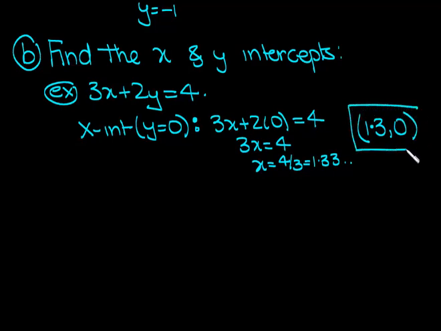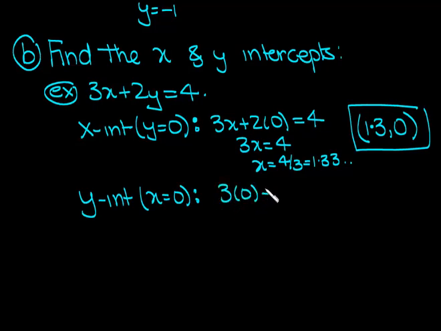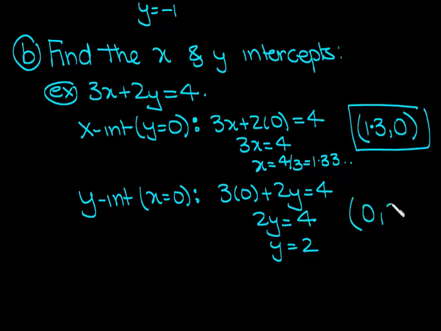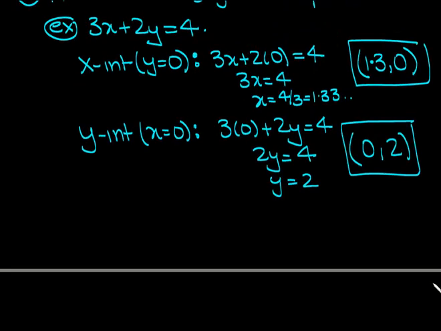So that's 1 point. I need another point, so let's find the y-intercept. To find the y-intercept, we set x to 0. So we get 3 times 0 plus 2y is equal to 4. So we get 2y is equal to 4. So we get y is equal to 2. So my y-intercept is 0 and 2. Now that we have our 2 points, let's graph it.